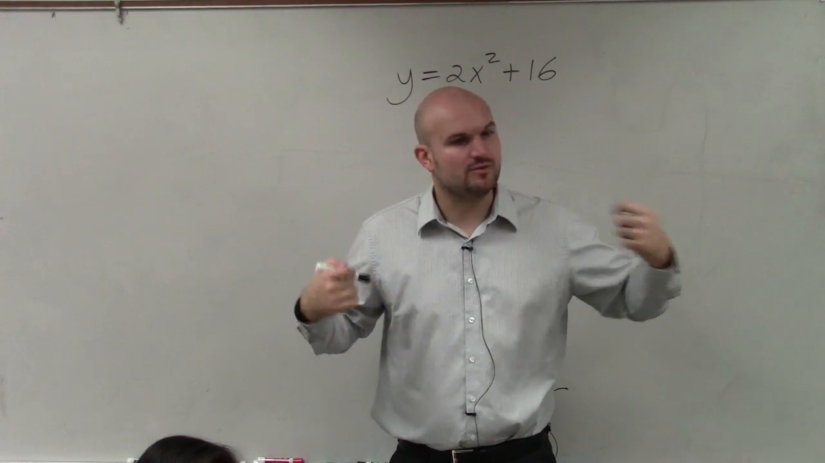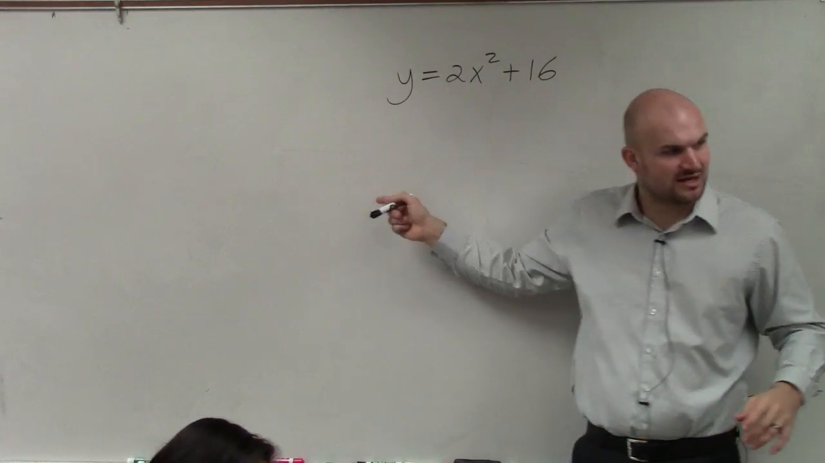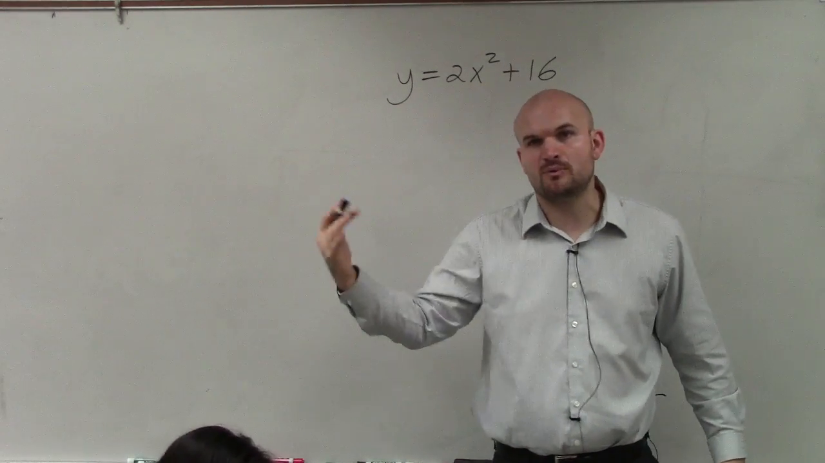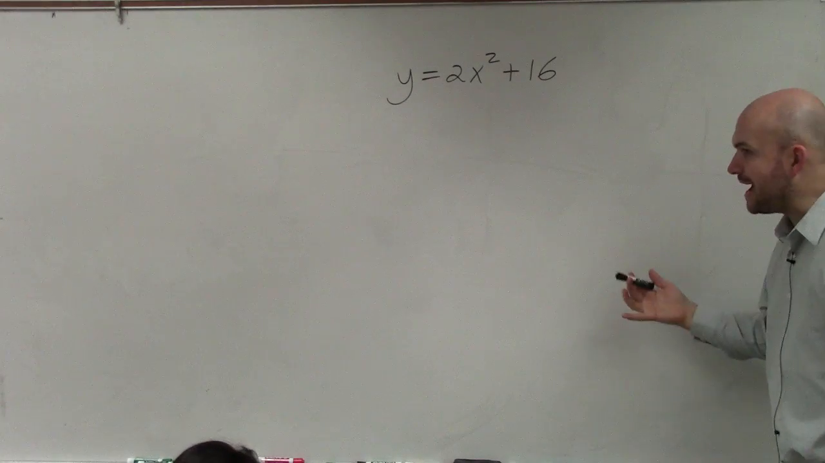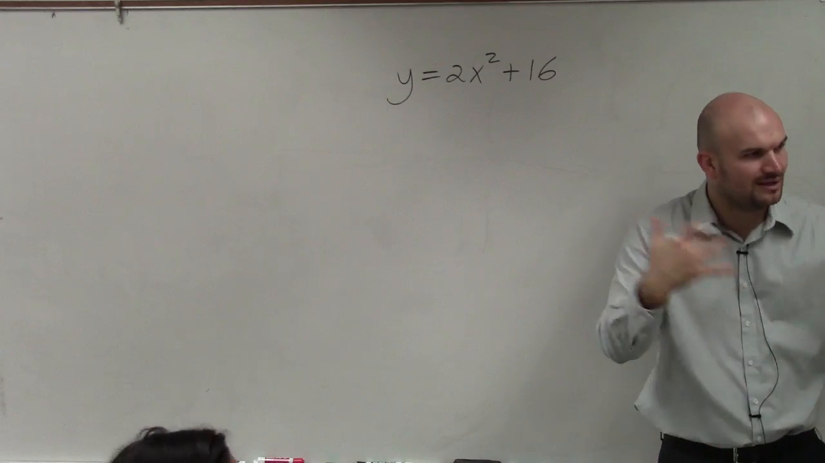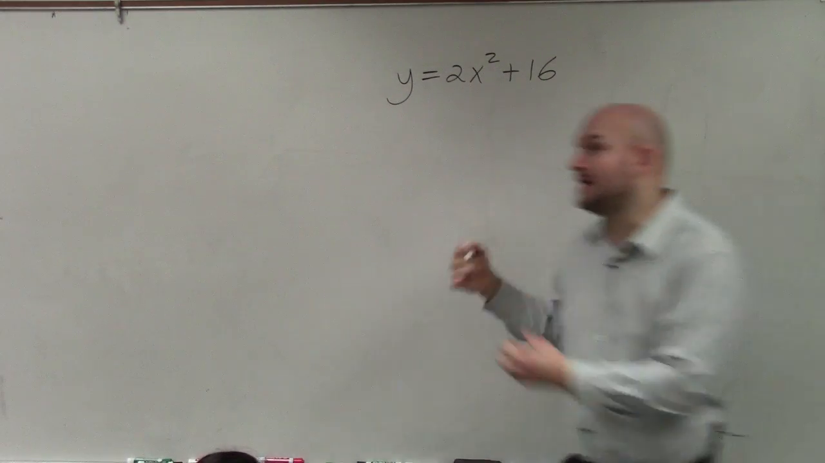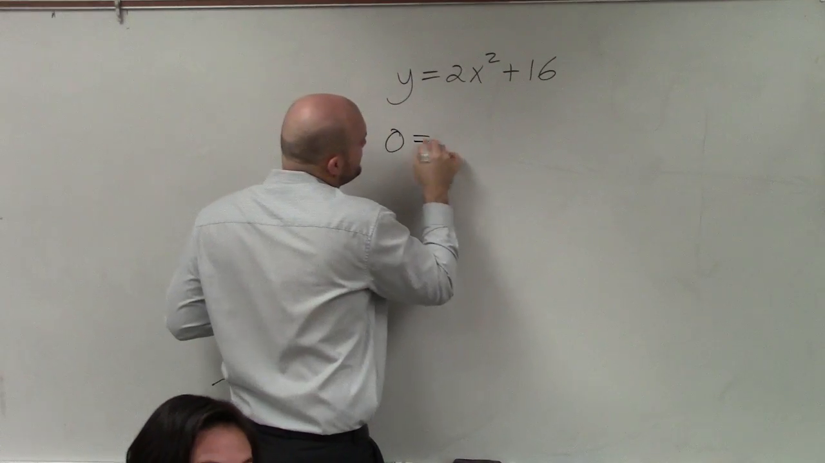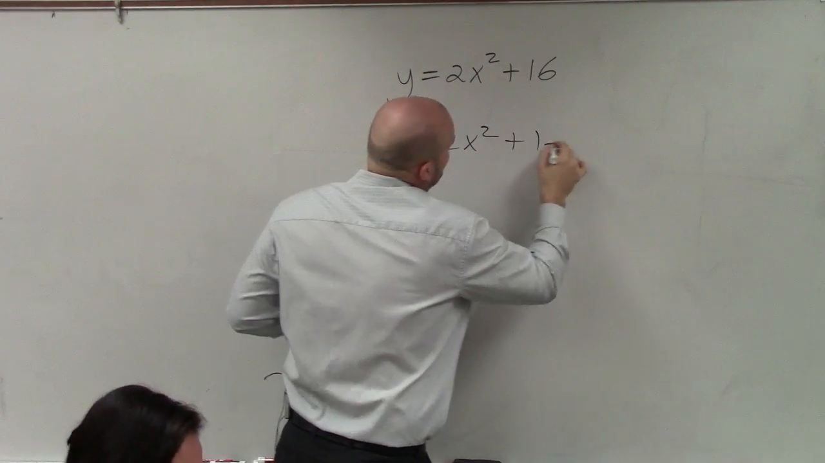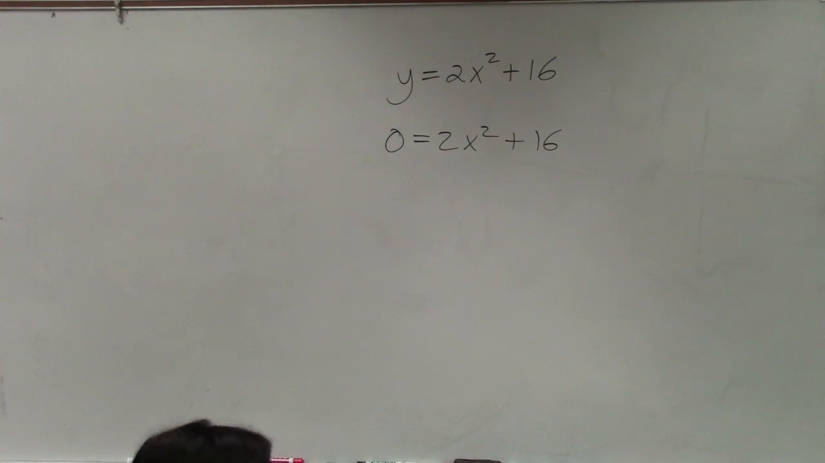However, algebraically, we can identify where those points were. Remember I made those points where it crossed? We can algebraically determine where those points are. To do that, we understood that the first thing is that the y value is equal to 0. So if you have y or f of x, either way, the first step is to set it equal to 0.